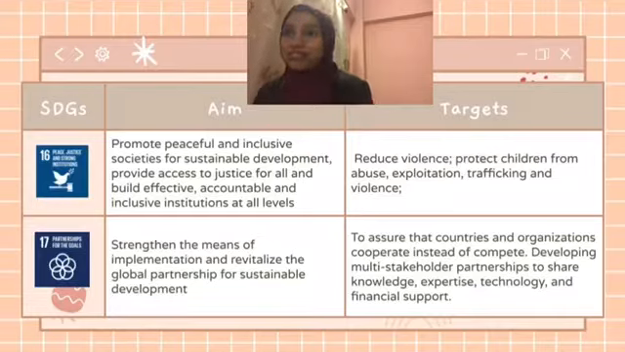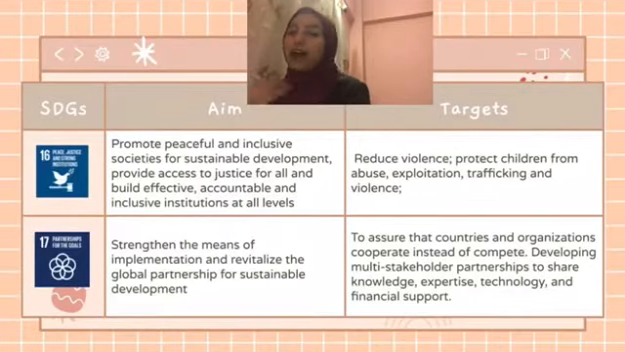Okay, so now let's move on to the 16th goal, which is peace, justice, and strong institutions. The aim for this particular goal is to promote peaceful and inclusive societies for sustainable development, provide access to justice for all, and build effective, accountable, and inclusive institutions at all levels.